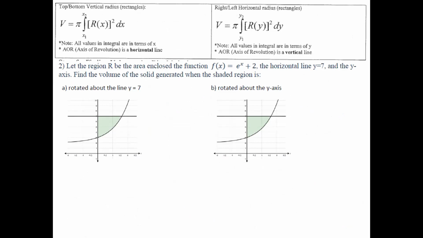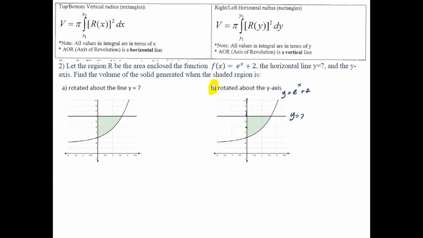Okay, so for number 2, I'm going to go ahead and do B. And with this one, it says, let the region R be the area enclosed by the function y equals e to the x plus 2, the horizontal line y equals 7, and the y-axis. Find the volume generated. Okay, and then it says rotate about the y-axis.